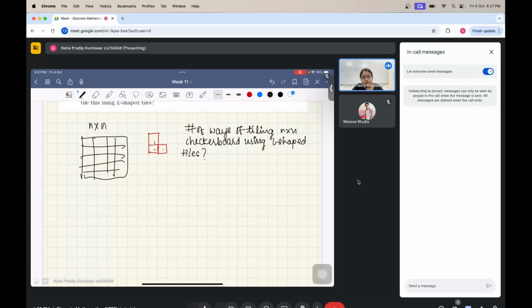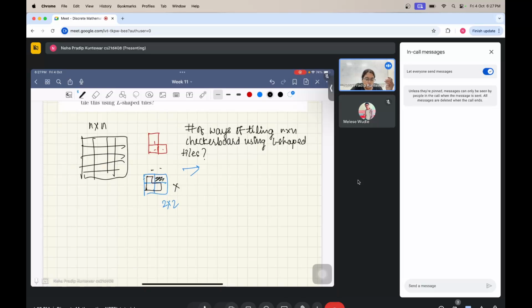Before, if you try to solve this, you'll realize very soon that this may not even be possible. So sometimes it may not even be possible to tile it using L-shaped tiles. A simple example would be a 2x2 checkerboard, and now you keep your one L-shaped tile, let's say like this. Then there is one square that is left behind which cannot be covered, because you don't have two other empty squares to begin with. So this cannot be tiled.